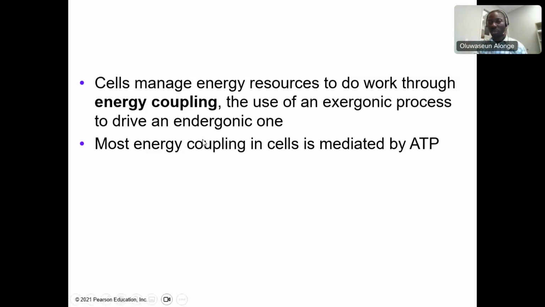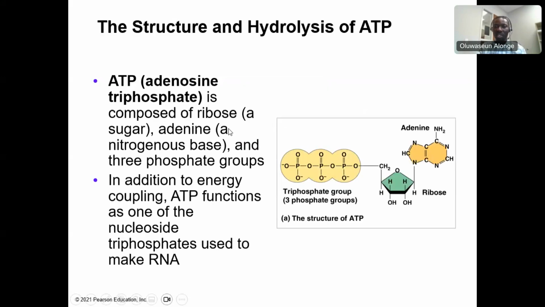Now, most energy coupling in cells is obviously mediated by ATP. All right. So what is ATP? ATP is adenosine triphosphate. Adenosine triphosphate means that there is one adenine, which you are seeing here, and there are 3 phosphates attached to it. All right. So it's made up of, I'm going to annotate this.